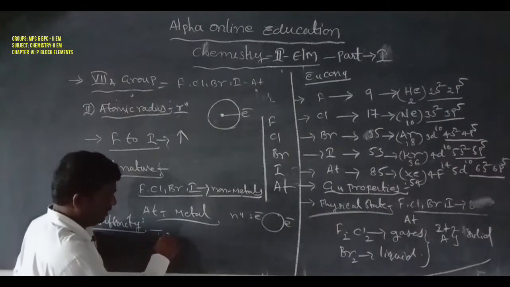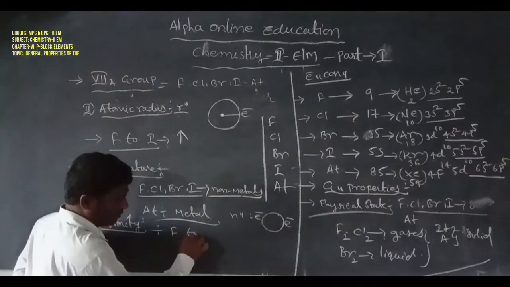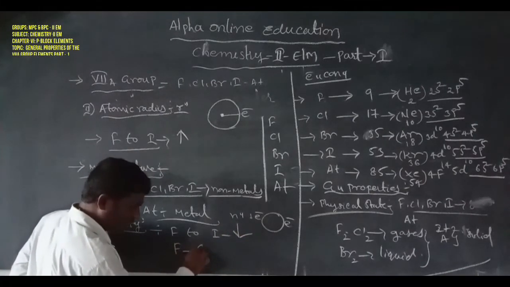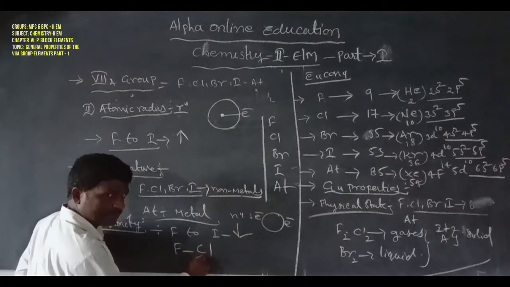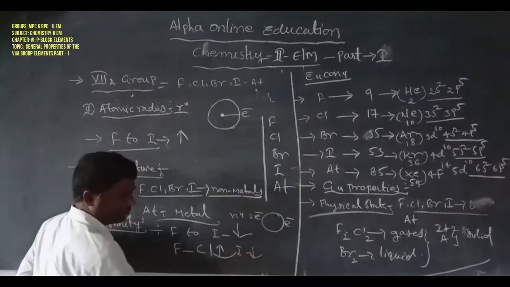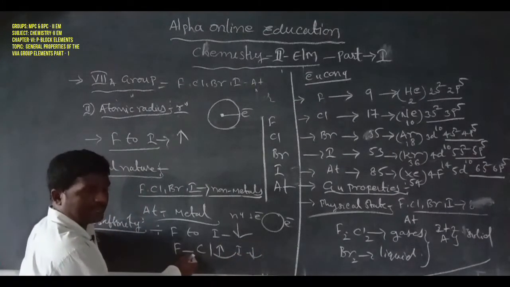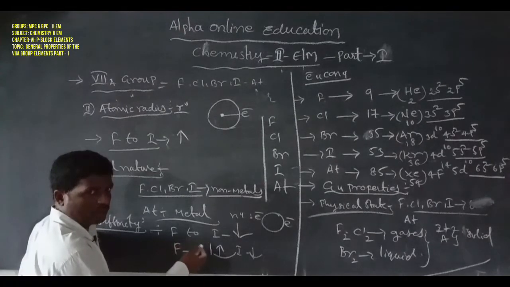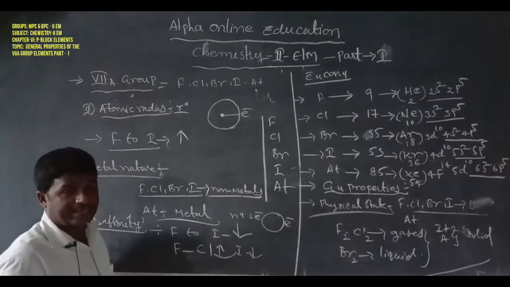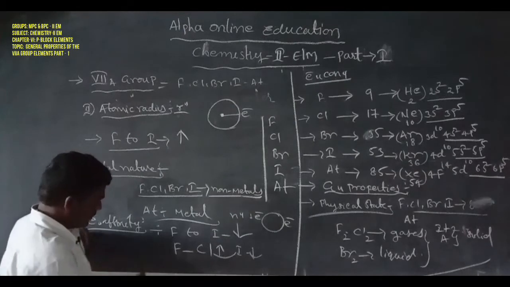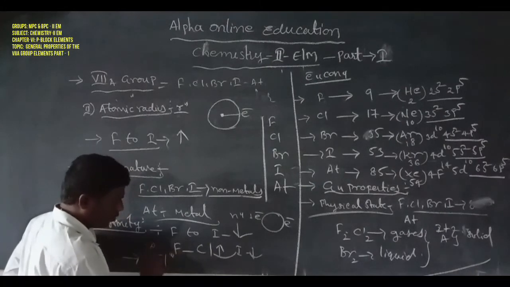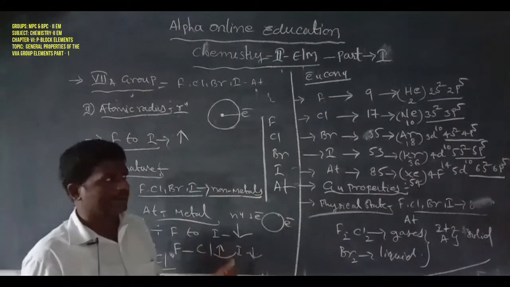So in electron affinity, from fluorine to iodine it decreases, but from fluorine to chlorine electron affinity increases, and from chlorine to iodine it decreases because of repulsion forces in the outermost shell. In the modern periodic table, chlorine has the highest electron affinity.